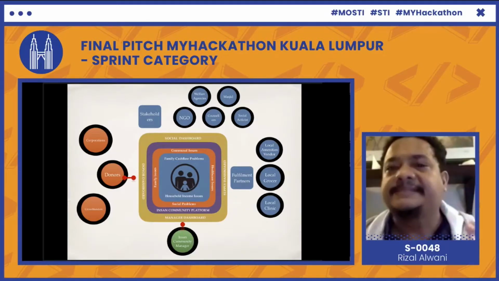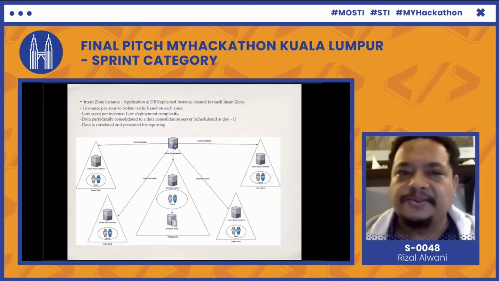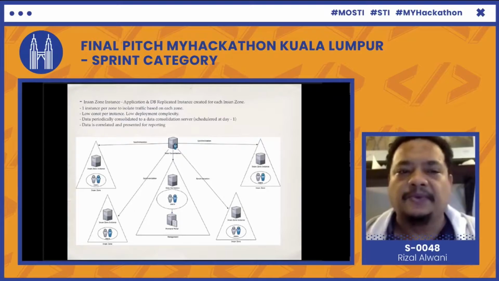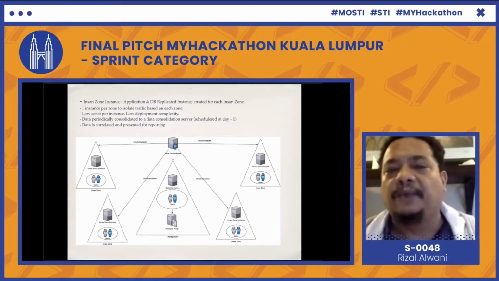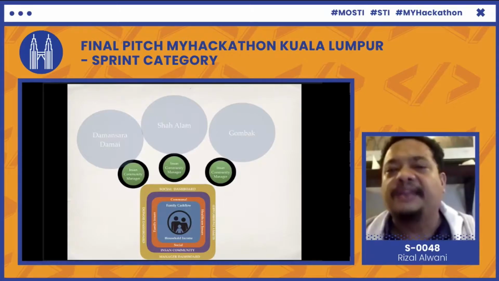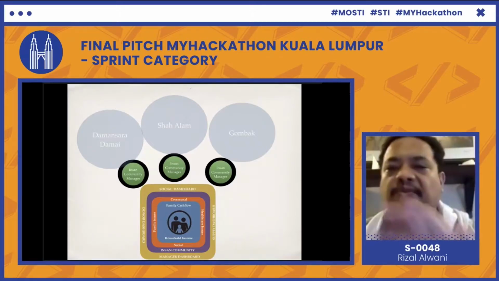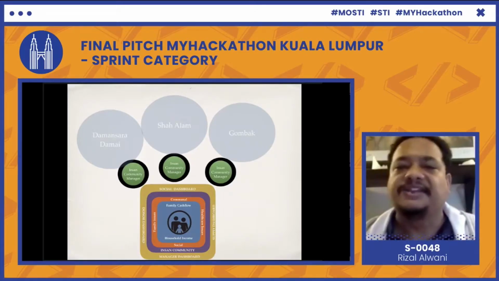So this is a cloud system for all to utilize. In terms of infrastructure, it will be based on the cloud. We will do a zone instance where we will have low deployment complexity. And for us to populate throughout the nation, we will just have to identify the Insan Community Manager at Damansara Damai, Shah Alam, Gombak, and so on and so forth throughout the nation.